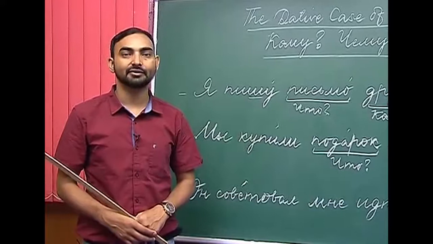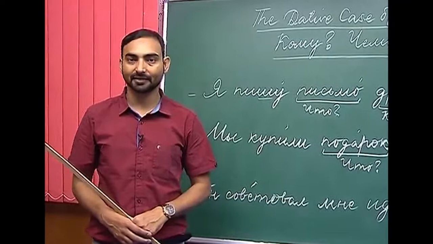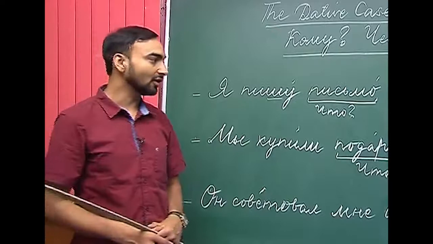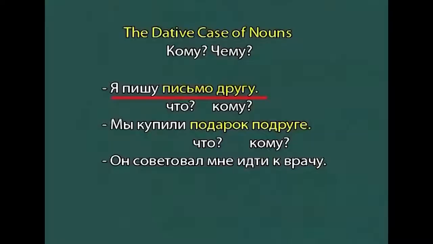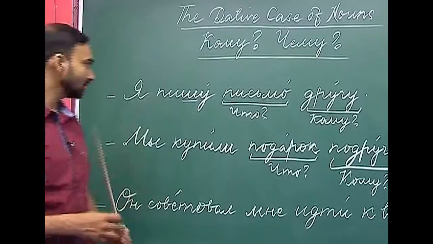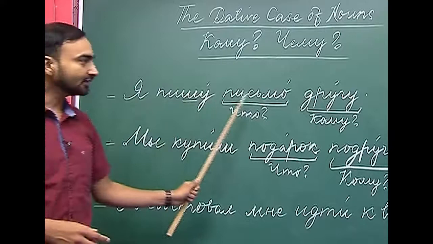So how do you understand the term indirect objects? Let us look at some of the examples and it will be clear to you how we define the indirect objects in a sentence. I have written here a couple of sentences. Ya pishu pismo drugu. I am writing a letter to my friend.